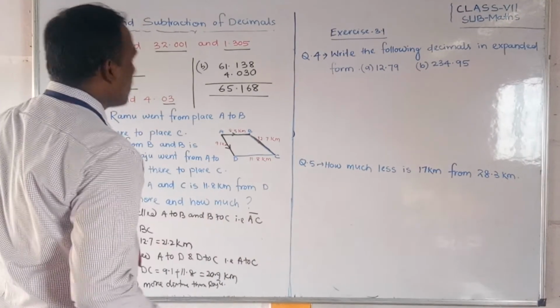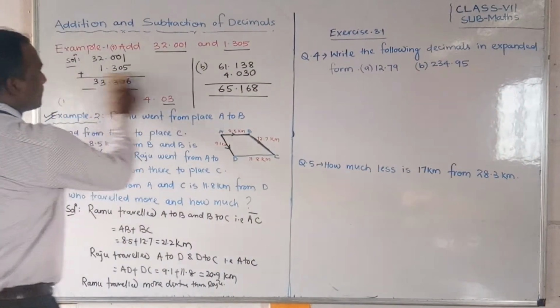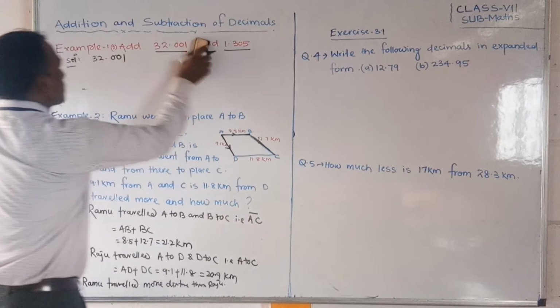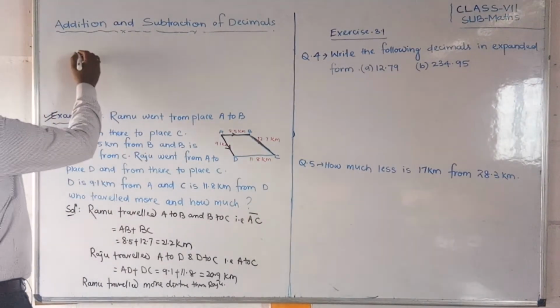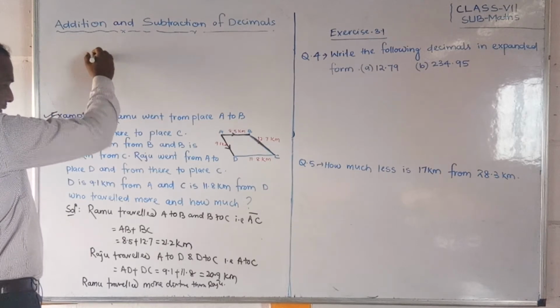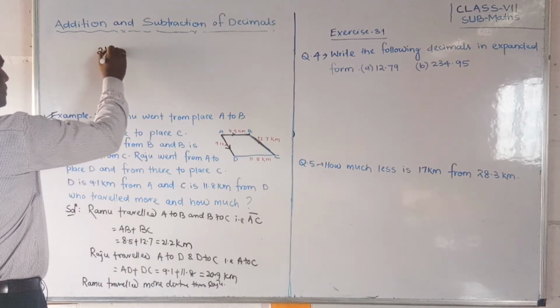What do you have to do now? I will explain here. This one. How should I do it? How much will it be? We can do subtraction. How much will it be? That more is there. Who? Ramu. So 21 points.